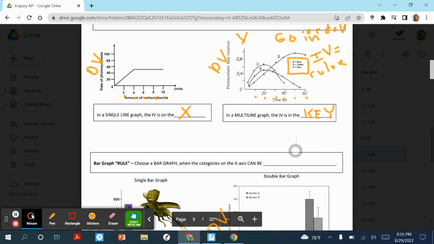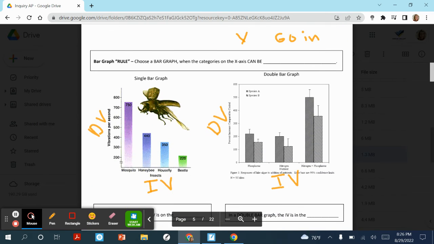Okay, so let's go down here to our bar graph. I'm going to get rid of some of this ink that I have on here. Maybe this is being weird, but that's okay. I can erase. I'll use my eraser.